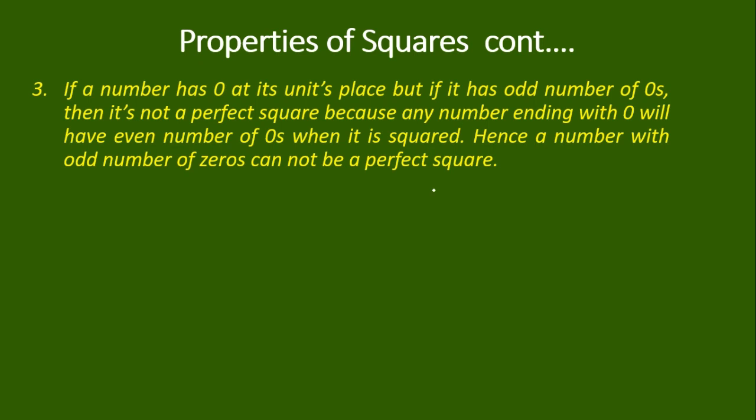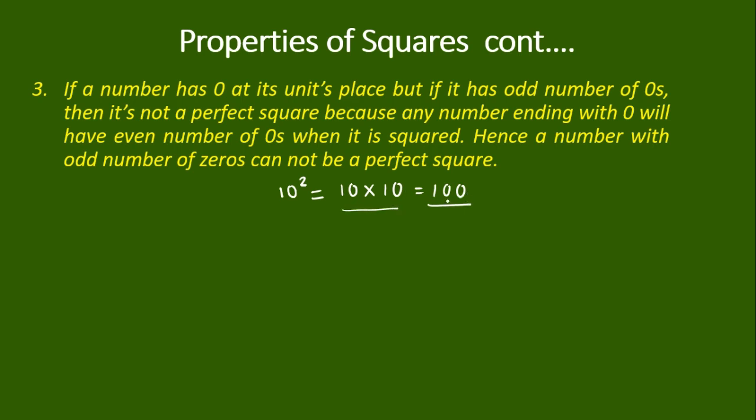Now, property number 3. It says that if a number has 0 at its units place, but it has an odd number of zeros, then it's not a perfect square. Why? To understand this, I will consider the number 10. If I take the square of 10, that will be 10 multiplied by 10, which is equal to 100. So 100 is a perfect square number because it is the square of 10.